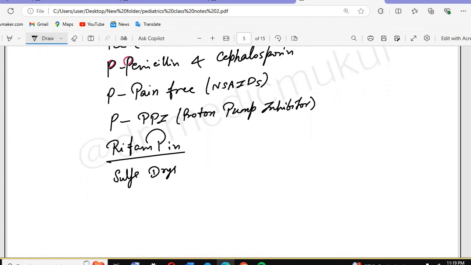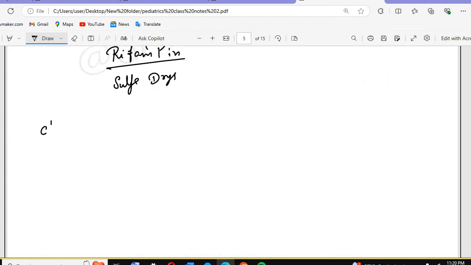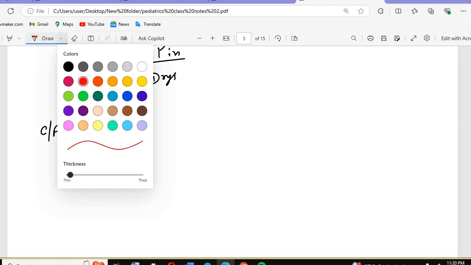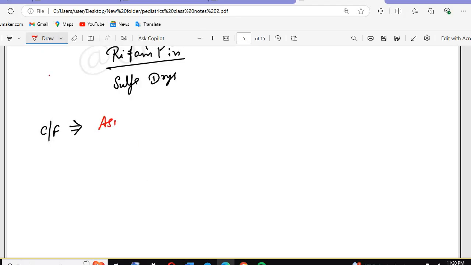Now, what will be the clinical feature that you are going to see in case of acute interstitial nephritis? The patient with acute interstitial nephritis will usually come asymptomatic. They will have no symptoms. There can be symptoms, but usually the patient is asymptomatic.